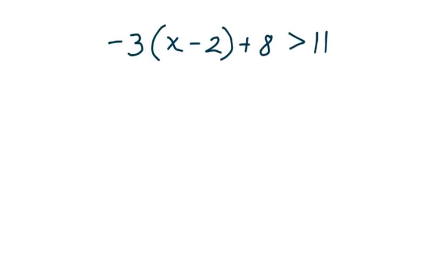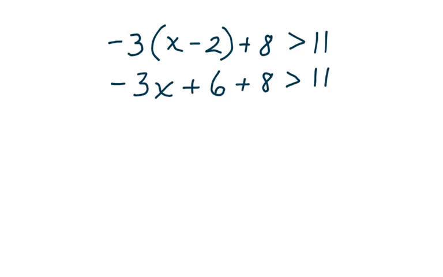Now let's look at one where we're going to have to divide by a negative number at the end. When this happens, you're going to have to do an additional step. Take a look. Here our inequality is negative 3 times the quantity x minus 2 plus 8 is greater than 11. We're going to begin by distributing the negative 3 to both values inside the parentheses.